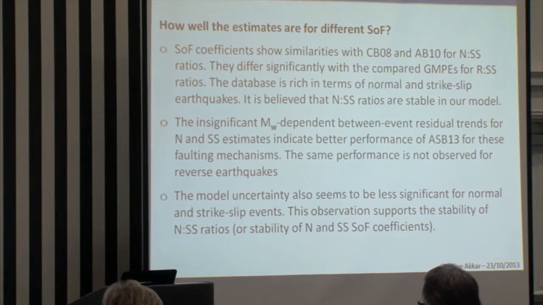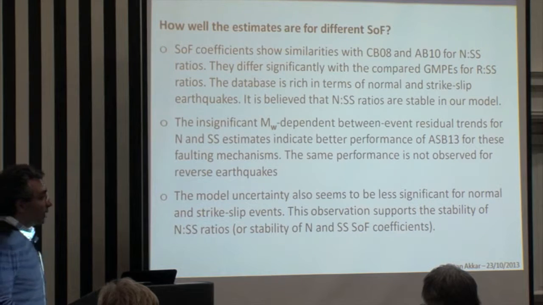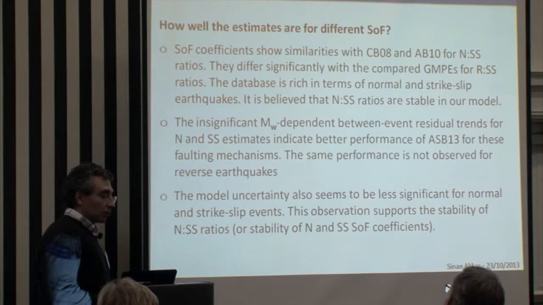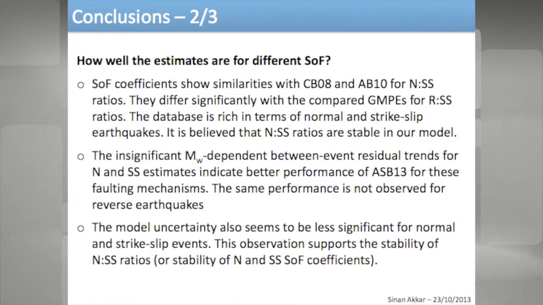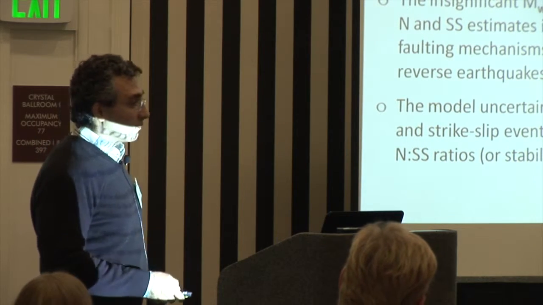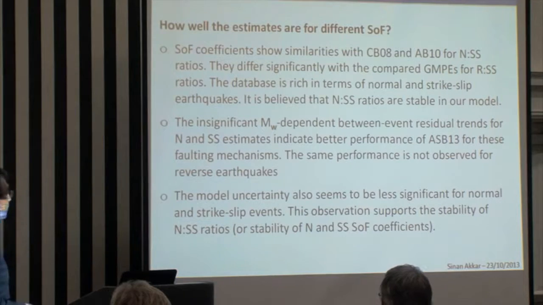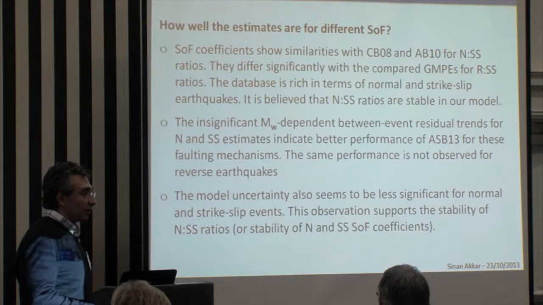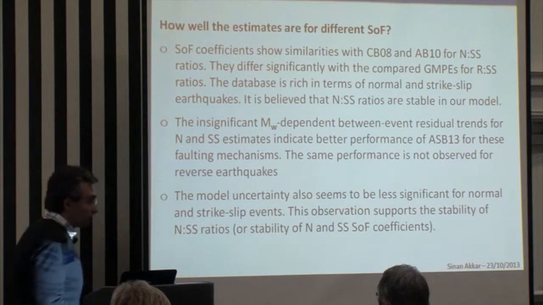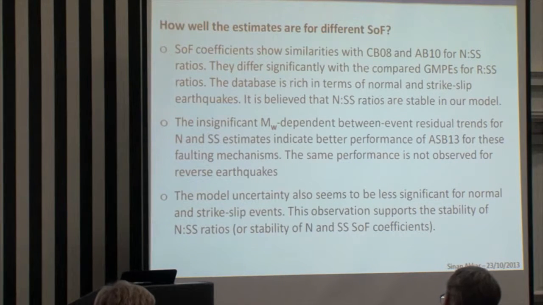How well the estimates are for different styles of faulting: our comparisons with the previous NGA-West 1 project indicate that there is a good match with the Campbell and Bozorgnia predictive model for normal to strike slip ratios, and also with the previous pan-European predictive model, Akkar and Bommer 2010. But there is a significant difference in our estimations for the reverse to strike slip ratio, which means that our model is doing a good job for normal and strike slip estimations, but not for reverse estimations. All right, so I think I covered all of these points here.